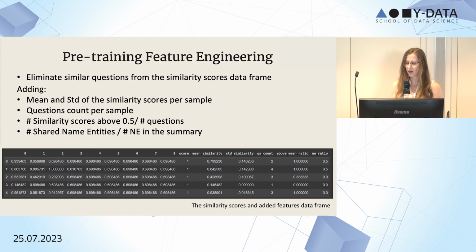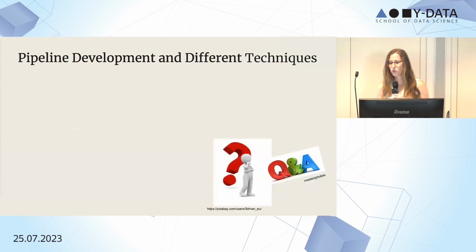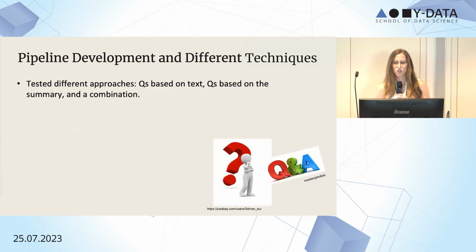The score column is our labels, and then we have mean similarity and so forth. During the course of our project, we tried and tested different approaches, models, and methods. As I mentioned in the question answering approach slide, we started by generating questions based on the original text that should reflect both the coverage and the accuracy of the summary. But we also tested the alternative approach of generating questions based on the summary that focus on the quality of the content. And we tried the combination of the two.